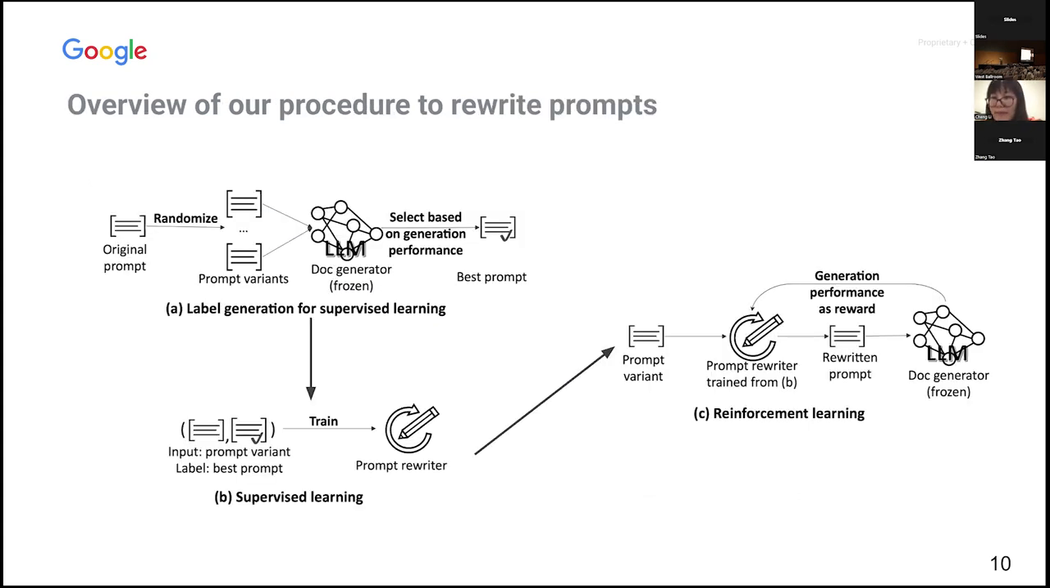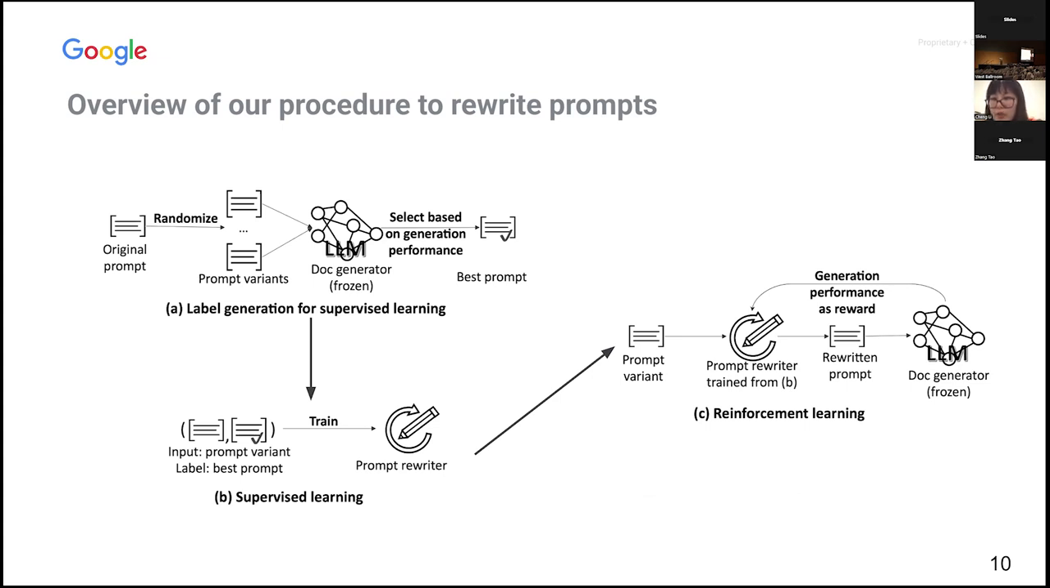We now describe the overview of our procedure to rewrite the prompts. We first generate labels for supervised training of the prompt rewriter. We randomize the given original prompt and produce a set of prompt variants. We feed each variant to the document generator, a frozen LLM, to collect the generated document. We measure the generation performance against the ground truth current document using metrics like BLEU. We refer to the prompt obtaining the highest metric score as the best prompt.